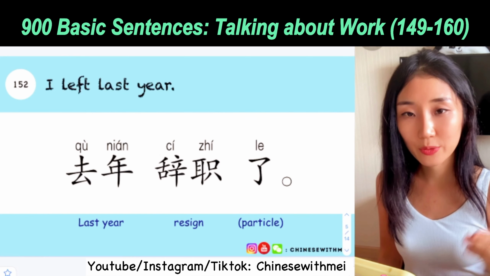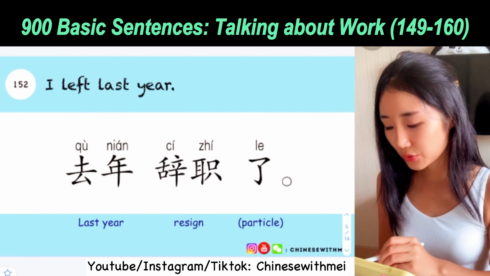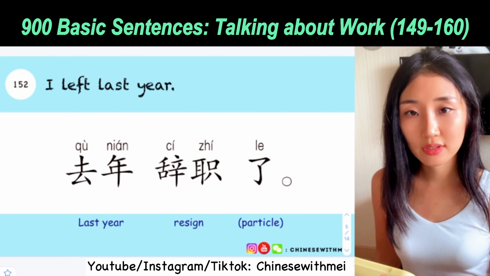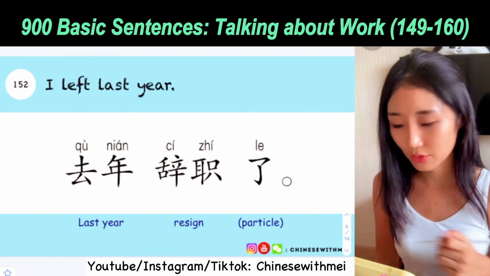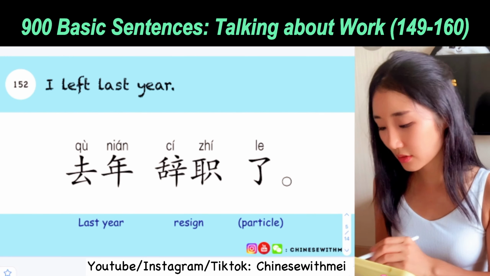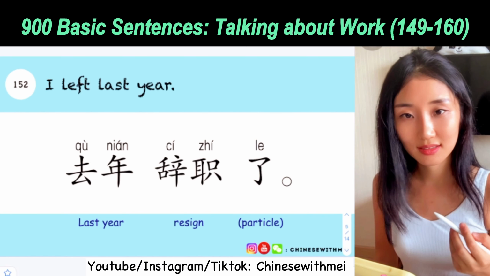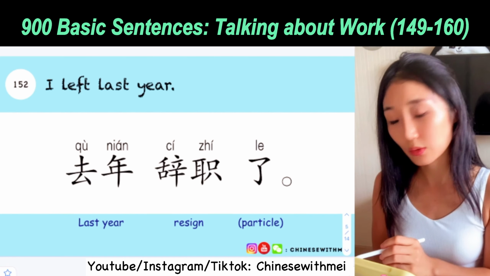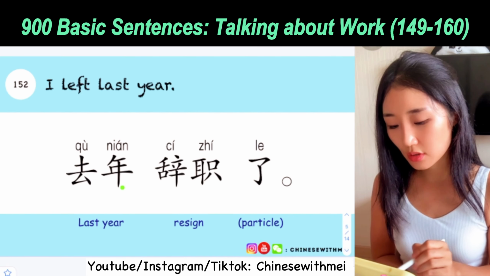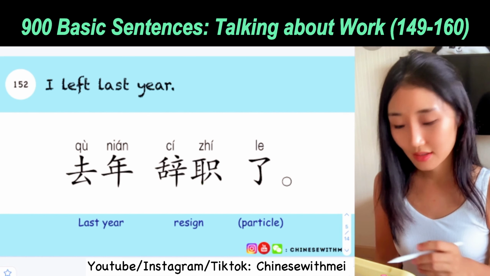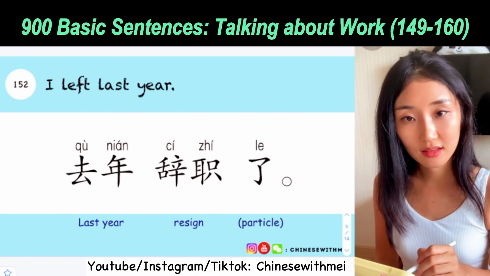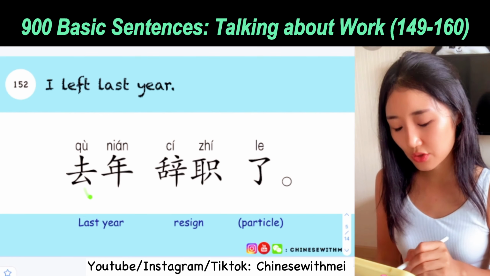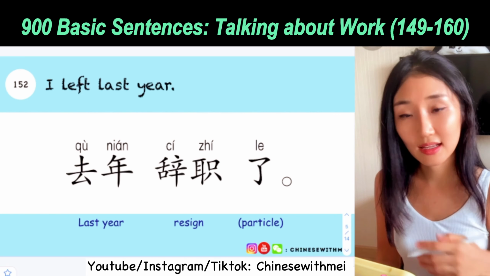And then you want to say, I left the job last year, I quit a job last year: 我去年辞职了。Since you are introducing your own basic information, you don't have to say 我 here. Of course, you can add 我 here, but since everyone knows that you are referring to yourself, you can leave out the subject. 去年辞职了。去年 last year. 辞职 resign. 了 the particle to say that something already happened. 去年辞职了。Last year I resigned. I left last year.